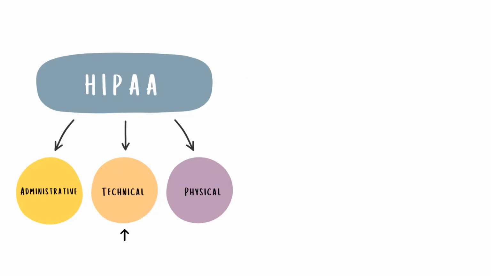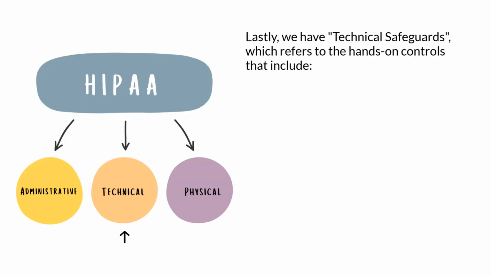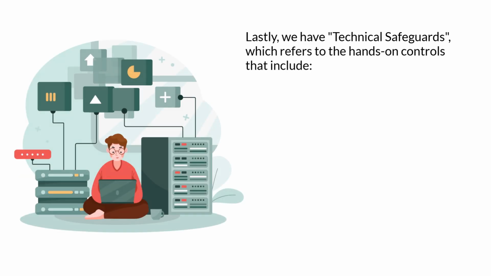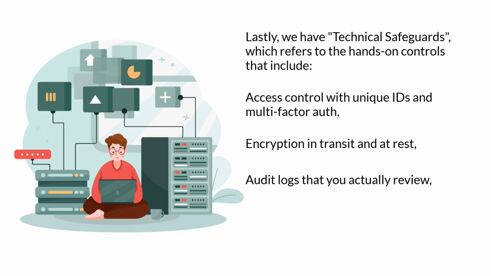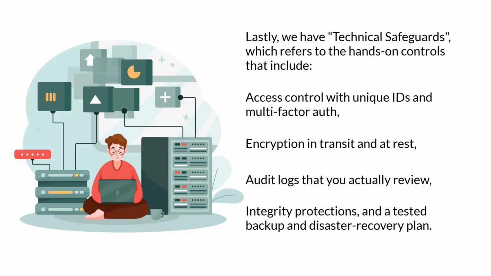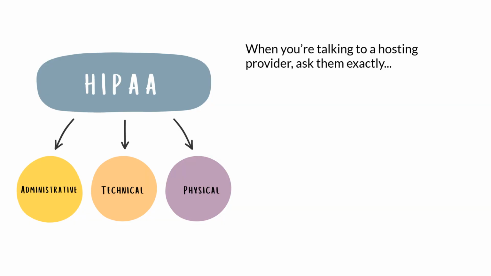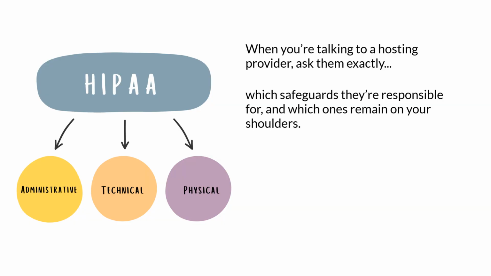Lastly, we have technical safeguards, which refers to the hands-on controls that include access control with unique IDs and multi-factor auth, encryption in transit and at rest, audit logs that you actually review, integrity protections, and a tested backup and disaster recovery plan. When you're talking to a hosting provider, ask them exactly which safeguards they're responsible for and which ones remain on your shoulders.